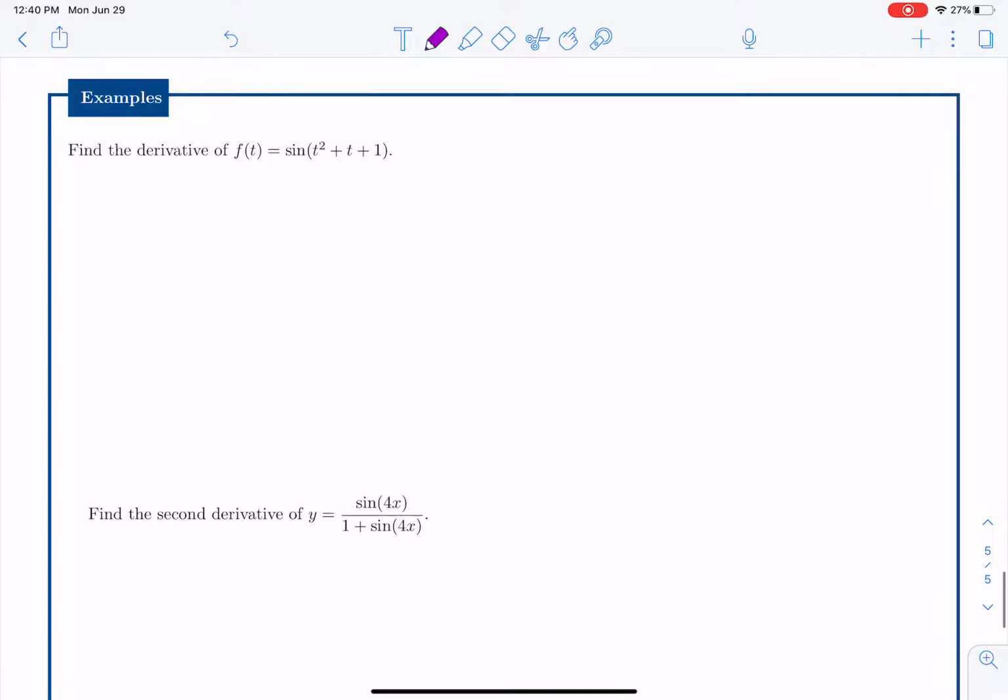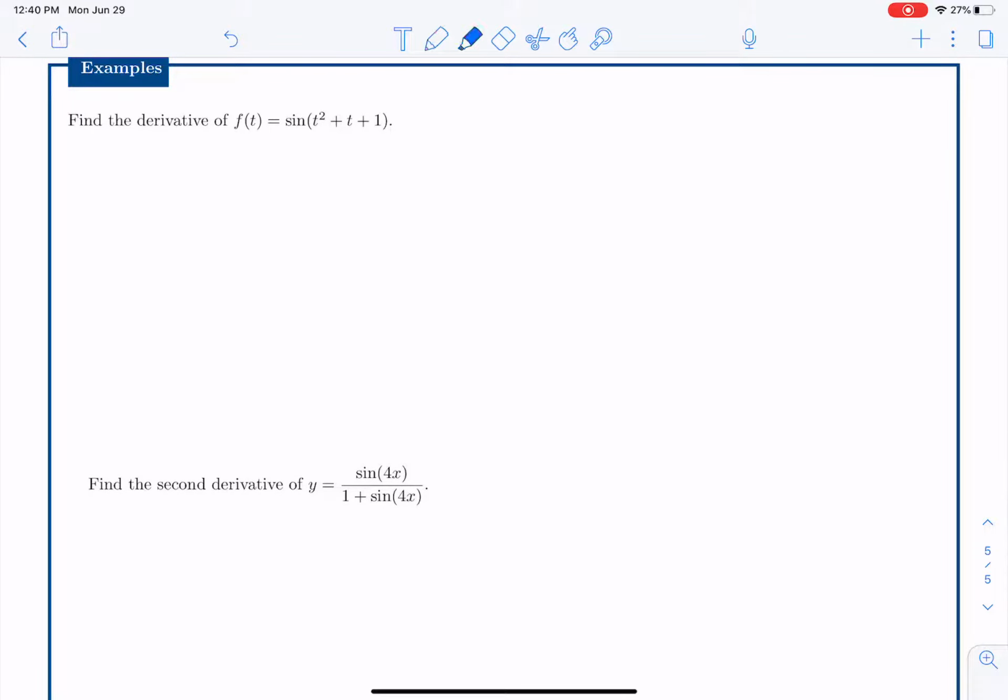So here is a function where we have t squared plus t plus 1 on the inside. We are going to treat that as x, so the derivative of sine t squared plus t plus 1 is cosine t squared plus t plus 1, but since we have a function inside, we're going to multiply by its derivative, so we have 2t plus 1. So the answer is 2t plus 1 times cosine t squared plus t plus 1.